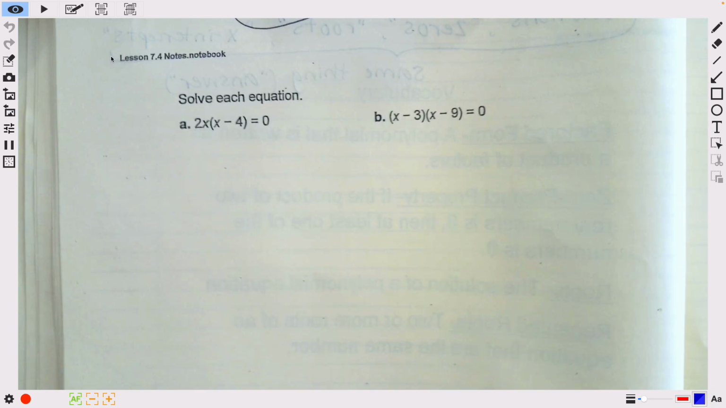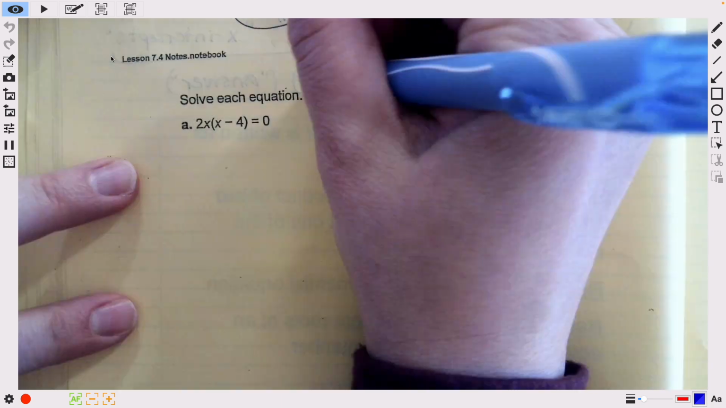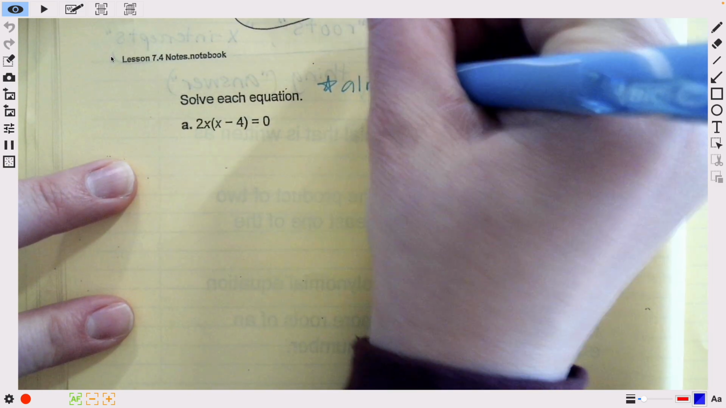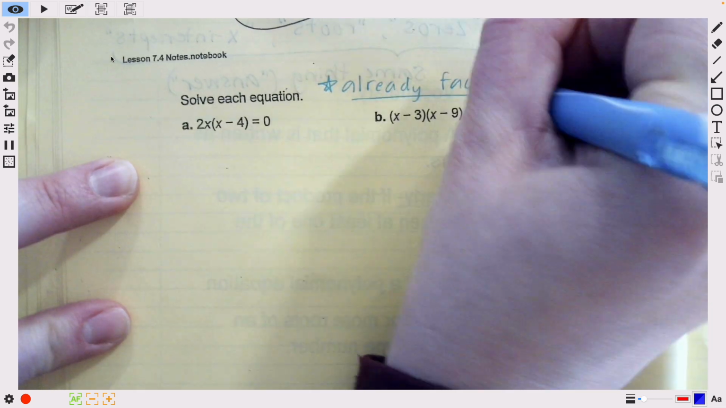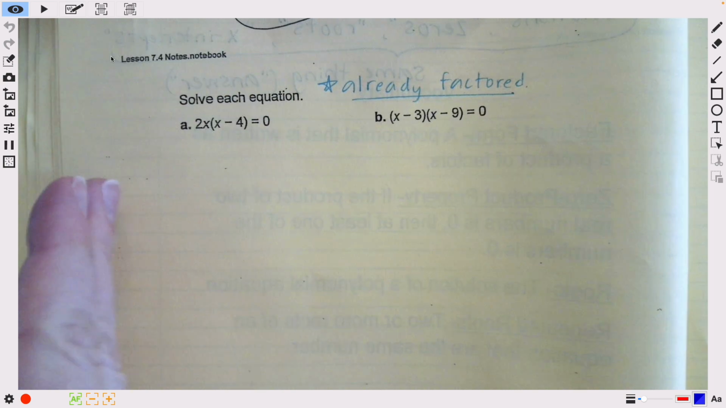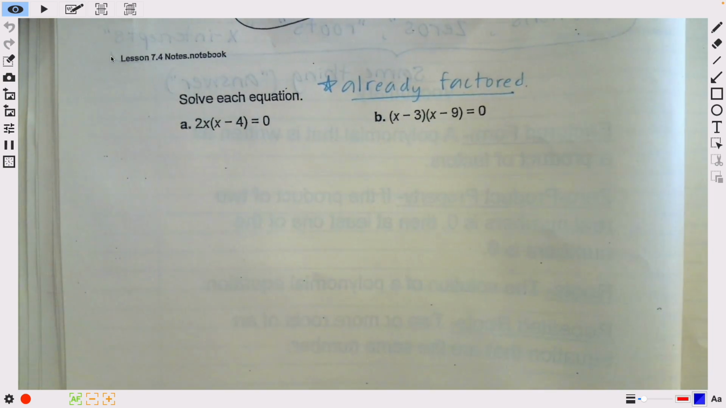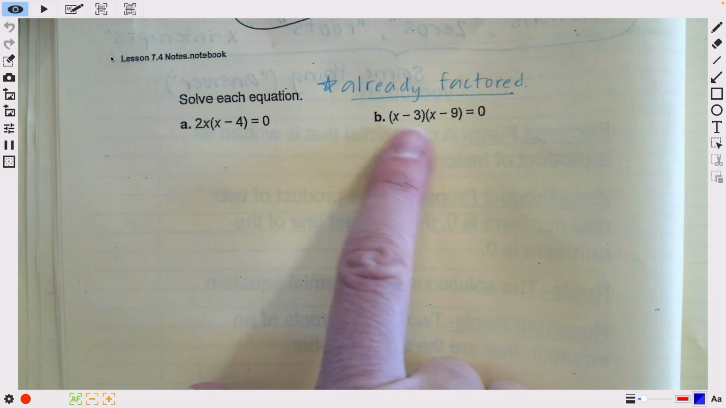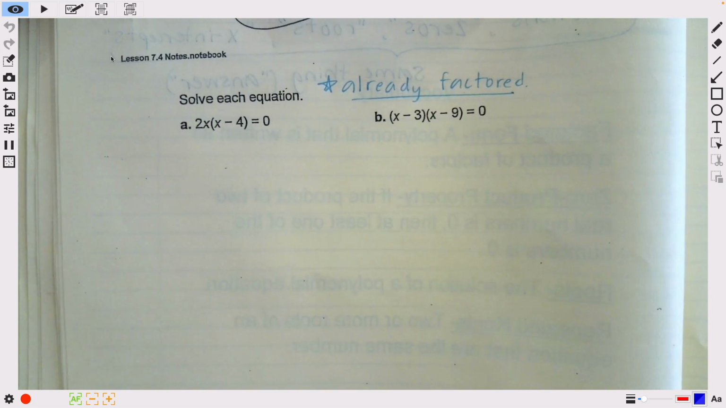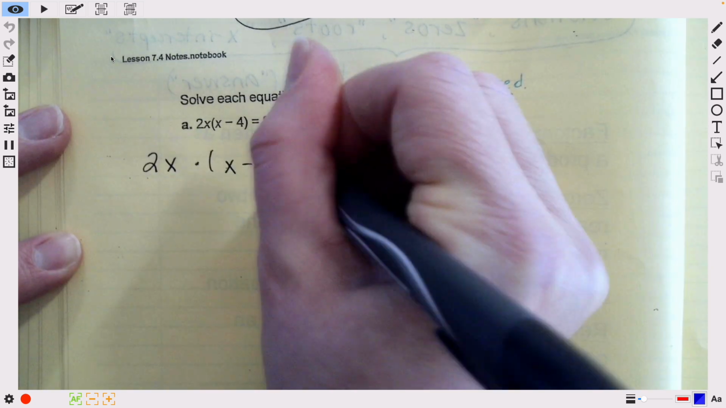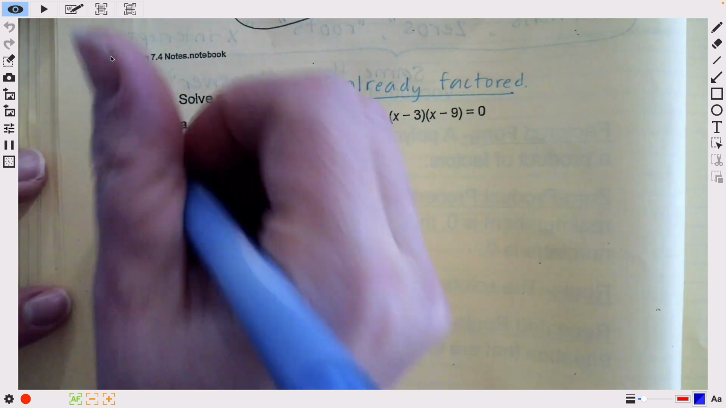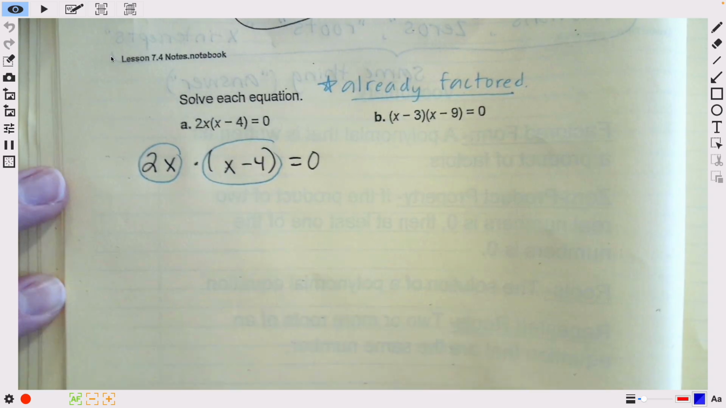So, first couple of examples. These are already in factored form, and I want to make sure we understand that. So these are already what we call factored. They're already factored. And factored again means they're already written into individual pieces. Like this is a piece, this is a piece, that's a piece, that's a piece. Like they're already separated. So if they're telling me that 2x times x minus 4 equals 0, then one of these has to be 0.